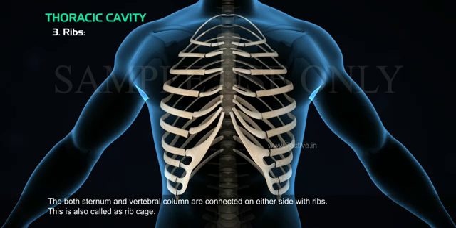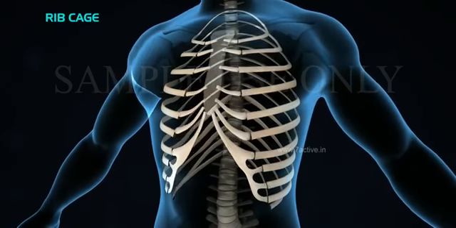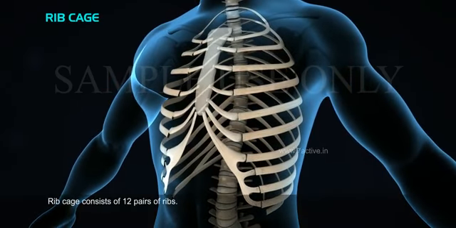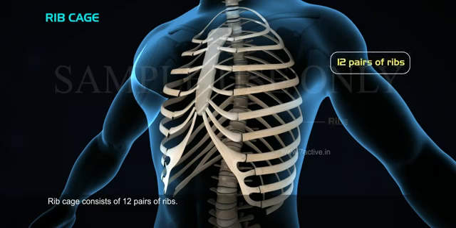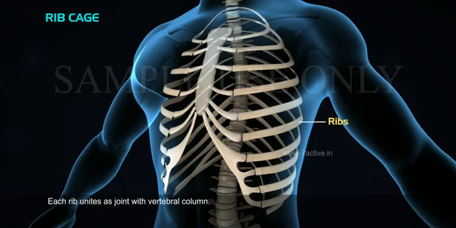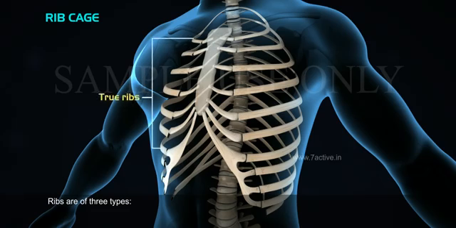Both sternum and vertebral column are connected on either side with ribs. This is also called the rib cage. Rib cage. The rib cage consists of 12 pairs of ribs. Each rib unites as a joint with the vertebral column. Ribs are of 3 types. 1. True ribs. 2. False ribs. 3. Floating ribs.